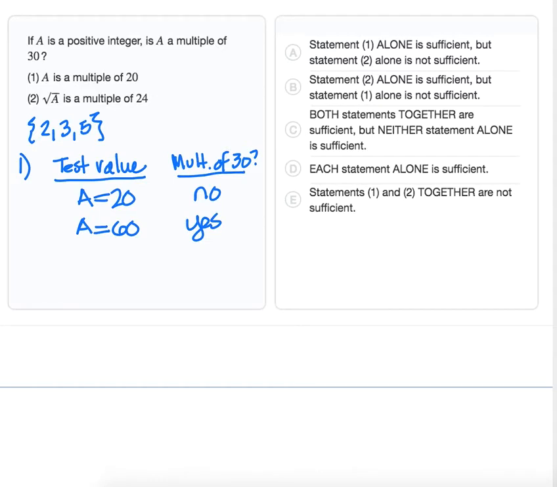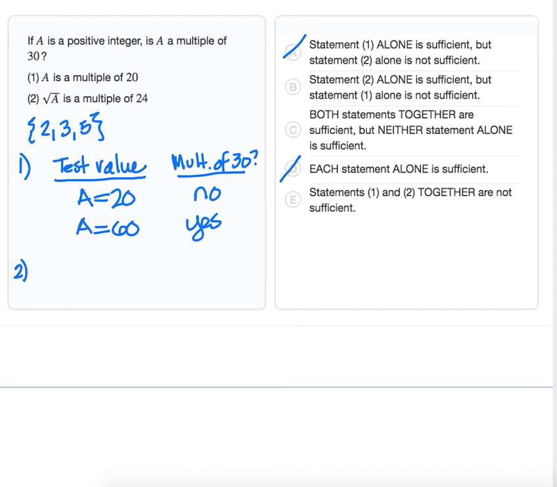So, since we can't definitively answer yes or no for A being a multiple of 30, this statement alone is not sufficient. So we can eliminate choices A and D. That means the correct answer choice has to be either choice B, C, or E. Now let's look at statement 2.